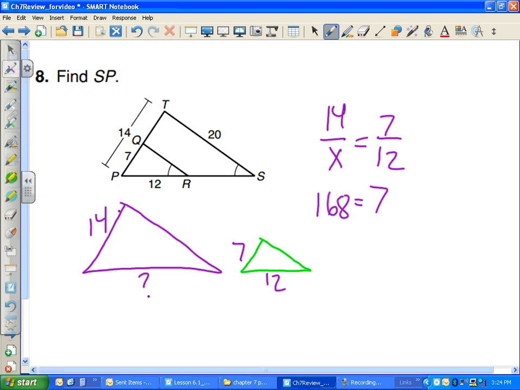X times 7 is 7x. Divide by 7, sorry. And you get x equals 24. Okay? You could have done this many ways again. I could have even done 7 is to 14 as 12 is to something. You could have done it that way. That would have worked still also. You could have done it 12 is to 7 as blank is to 14. So there's many ways to get this answer.